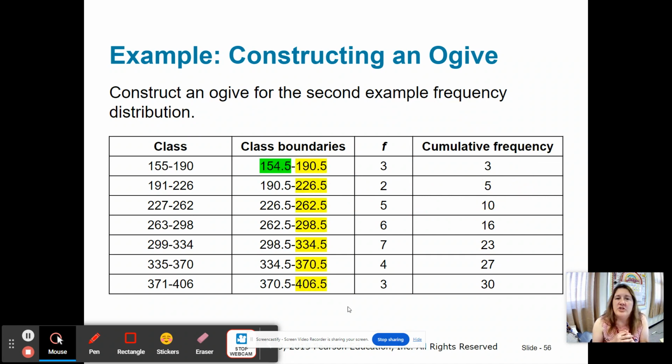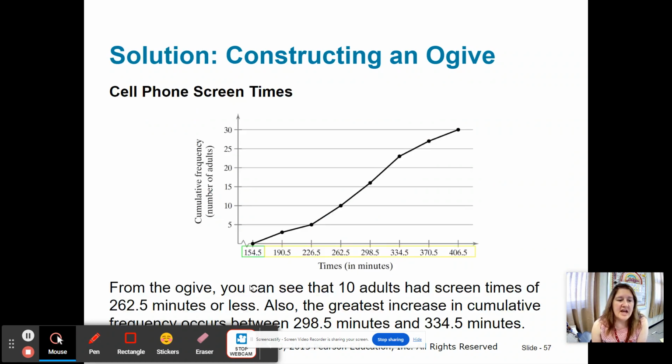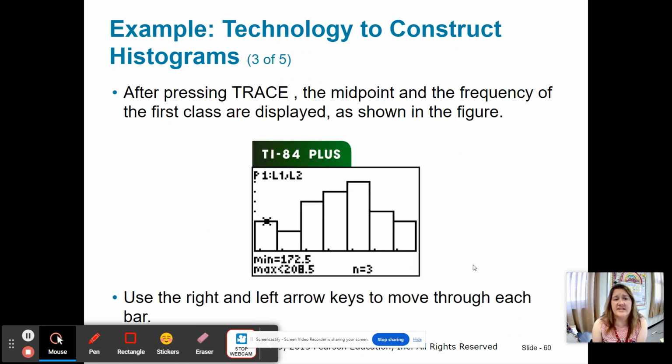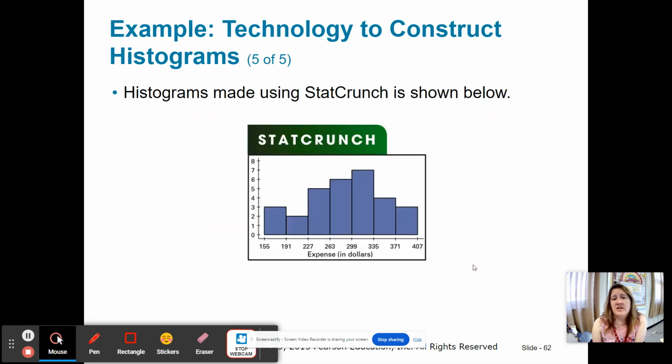And so I want you to pause and highlight accordingly how I do in the video. And then notice this x-axis. 154.5 starts on the x-axis. And then as we progress, we end up with the sample size. We will discuss all this technology in class.